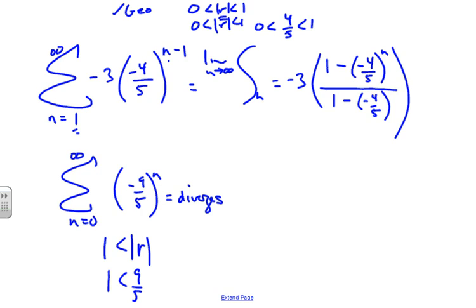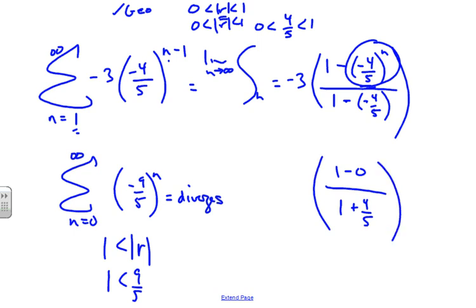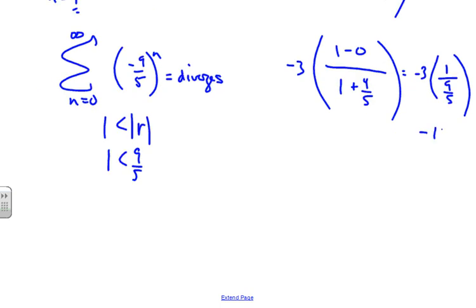When n goes to infinity, this is still a decreasing exponential, and it's going to go to 0. It becomes a smaller and smaller fraction as n goes to infinity. So we have 1 minus 0. In the denominator, negative times the negative is a positive, so we have 1 plus 4/5. This is where the tricky part is. We have negative 3 times 1 over 9/5. When we simplify this, it is negative 15 ninths, and that will be our solution.